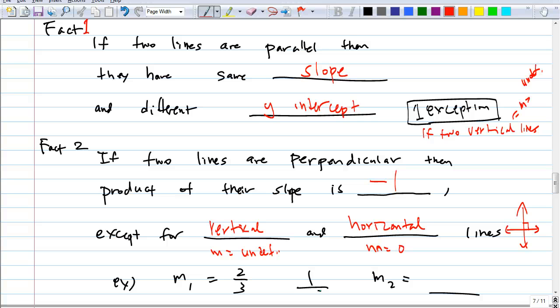Anybody? Wait, is it multiplication or addition? Well, it says product. What does that mean when they say product? Is it multiplication or addition? It's multiplication. So, who thinks they know the slope of the other line if one of the lines is 2/3 and they're perpendicular? Allie? Negative 1/3? Almost. So what can you multiply 2/3 by so that you get negative 1? Well, okay, here's an easier way to think about it. What can you multiply 2/3 by so that it becomes 1?